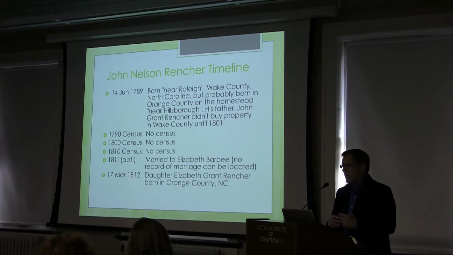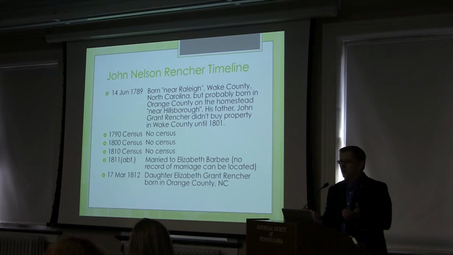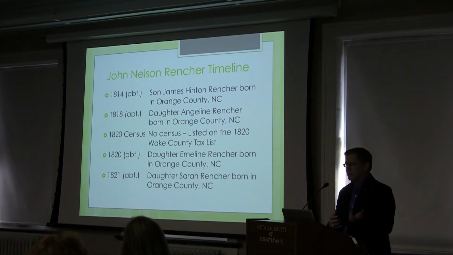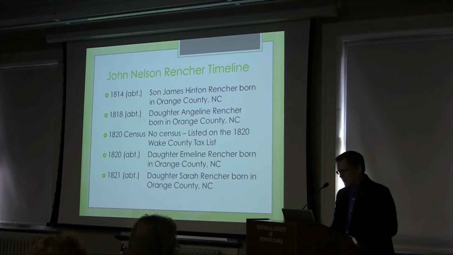I listed an about date for the marriage. Can I locate the marriage record? No, but I can locate evidence of marriage. I locate his father-in-law, who mentions his wife, in his will. Well, it's evidence of marriage, but it isn't the marriage date. Then I list all of the children and what's going on. I list the 1820 census. There is no census for that county, but he's listed on the 1820 Wake County tax list. I list the births of the rest of his children.